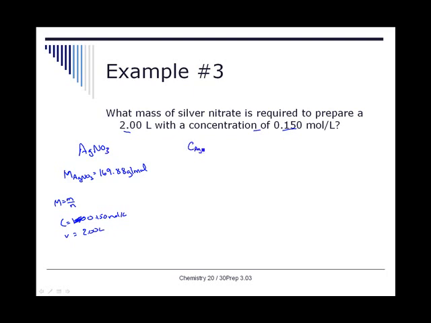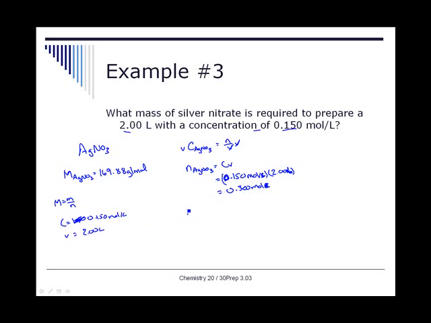Concentration of AgNO3 is equal to N over V. We want to find N, so I'm going to multiply both sides by our volume. And so the number of moles of AgNO3 is equal to the concentration times the volume. We'll plug those in. 0.150 moles per liter times 2.00 liters, and we get 0.300 moles, no liters because our liters cancelled from the previous calculation. So 0.3 moles is what we have for AgNO3.